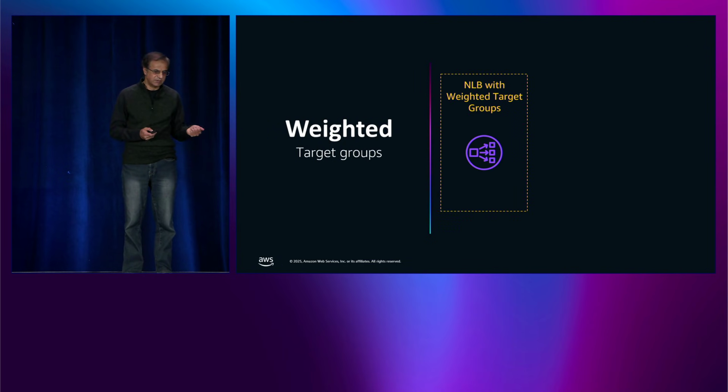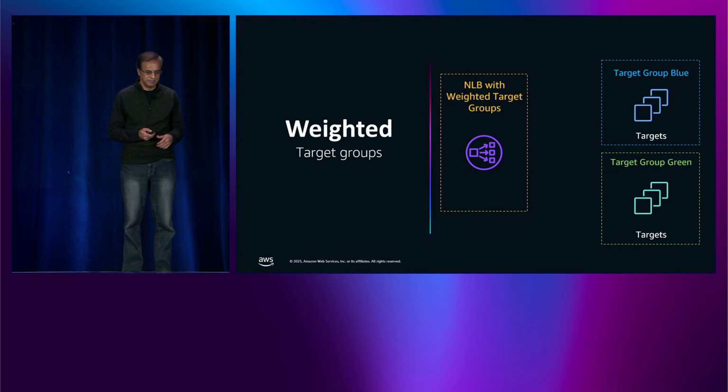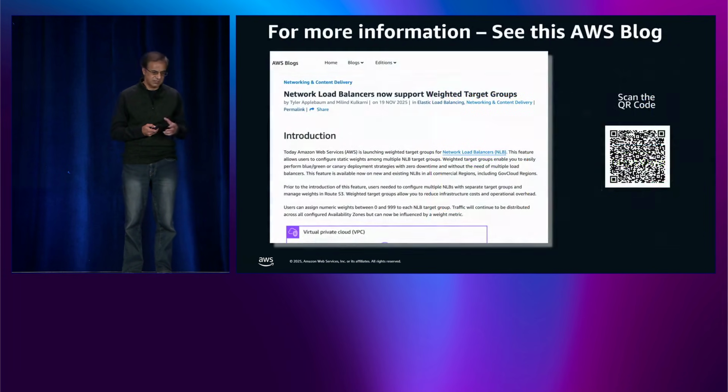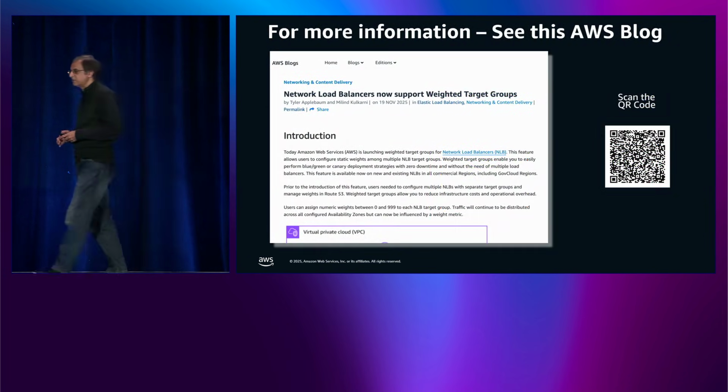Again, it works in a very similar manner to what you're familiar with on ALB. Imagine this is a network load balancer that has 2 target groups. There's a blue target group and a green target group. You can assign weights, and based on the assigned weights, the traffic will go to those target groups. Again, the details of how to use this feature are documented on this launch blog. Feel free to scan it.